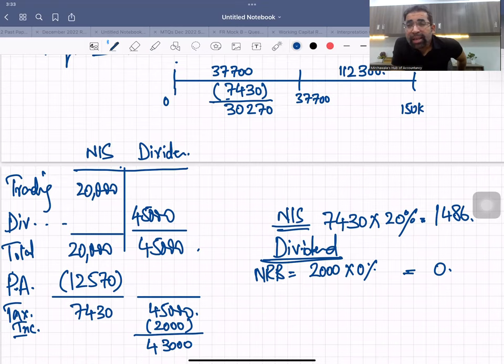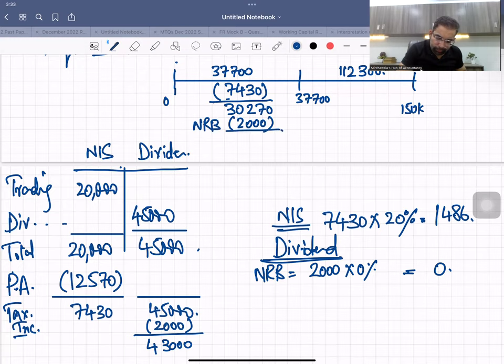NRB consumes your band. So in which band right now we are? We are in the first band. And how much capacity was left? 30,270. So out of this 30,270, 2000 is also used. So now 28,270 capacity is left.